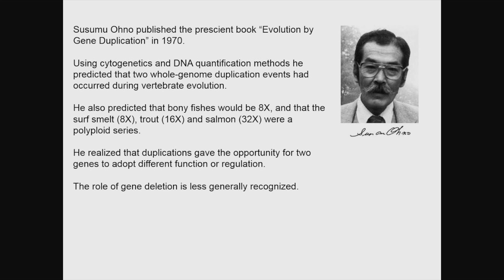And he also said that fishes would have 8 times the DNA, the surf smelt would have 8 like any fish, but trout would have 16 and salmon 32, which is true. So all these animals that we eat are a polyploid series. And he realized that, so his whole theory of gene duplication was when you have 2 genes, then you can evolve a new function.